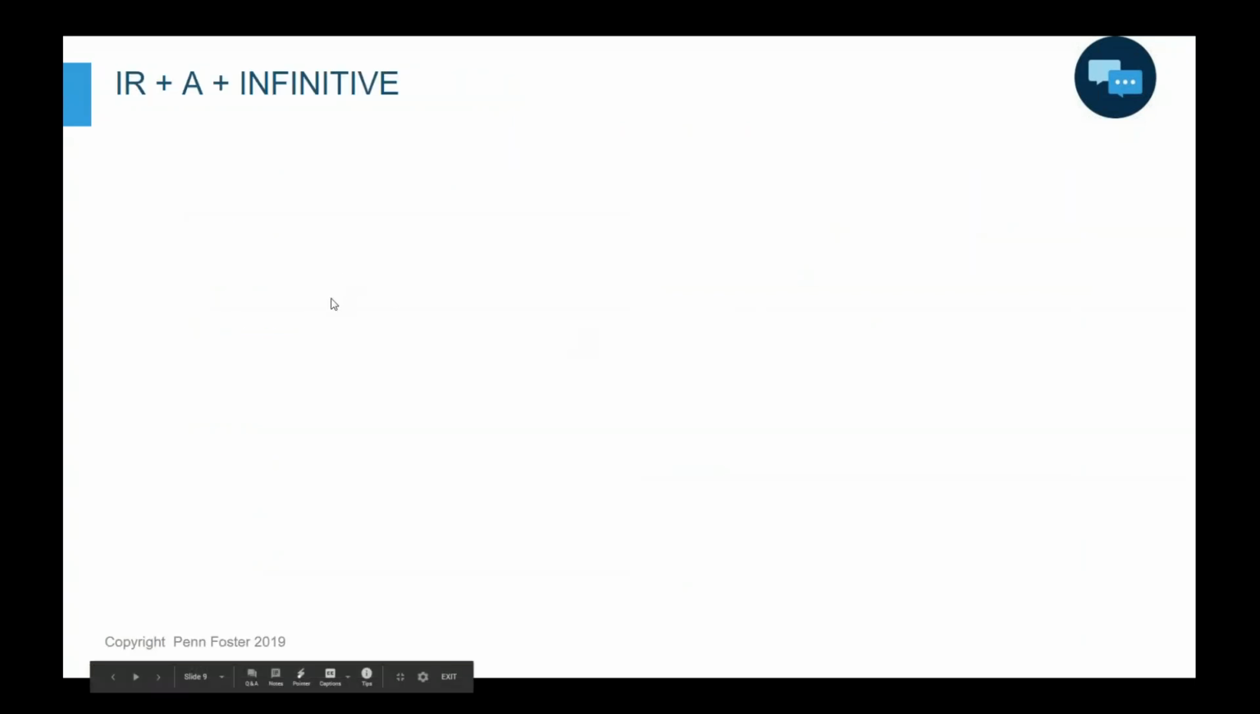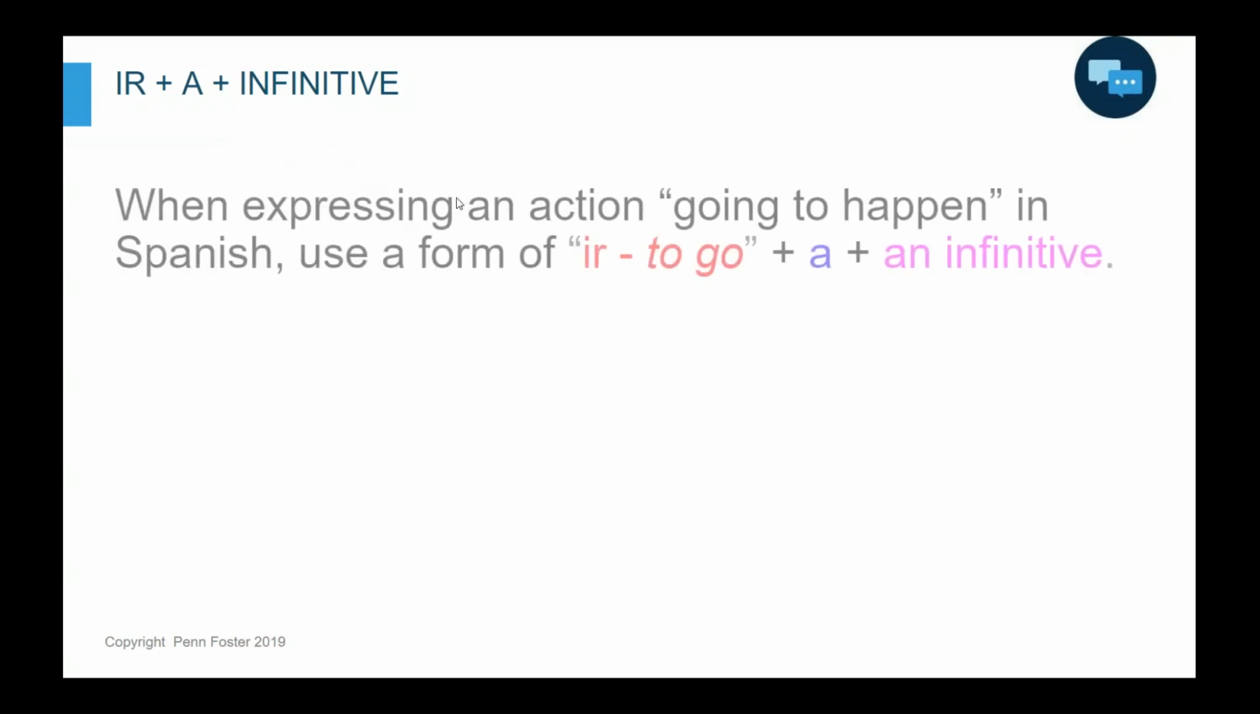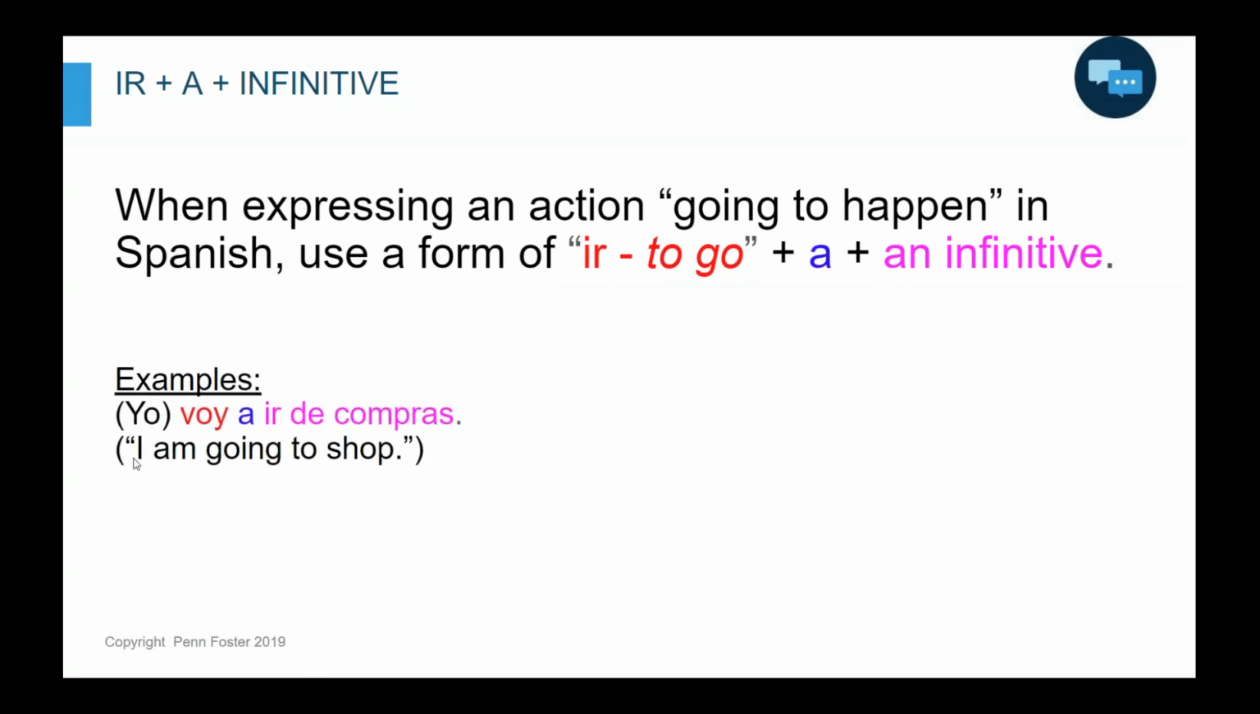So going into a little bit more detail about this construction of ir plus a plus the infinitive, some students do get confused in the fact that they can translate the same way. It is not the case. Ir means to go in Spanish, whereas future tense will use that will as part of the translation. So if we want to use the expression of going to happen, we're going to use a form of ir plus a plus the infinitive, and we're going to show that through the color-coordinated example below here.